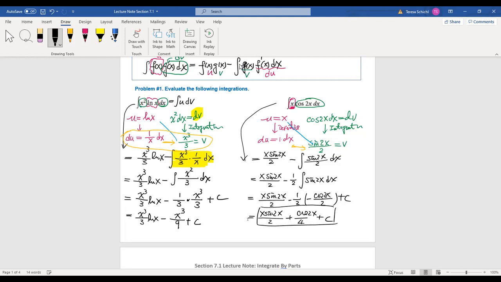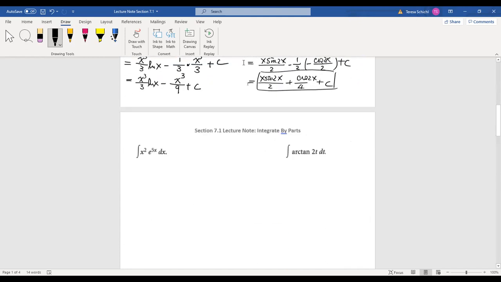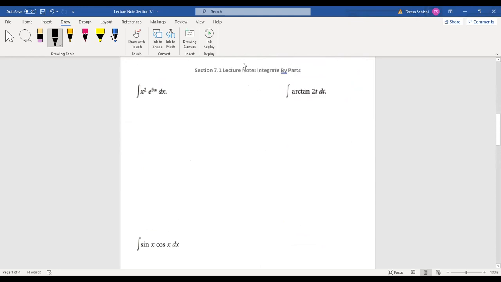You see here, all right? So the key here is, of course, which one you choose to be u, which one you choose to be dv. And then also you need to be familiar with very, very basic integration formulas here. All right, let's take a look at this one. This is x squared e to the 5x.